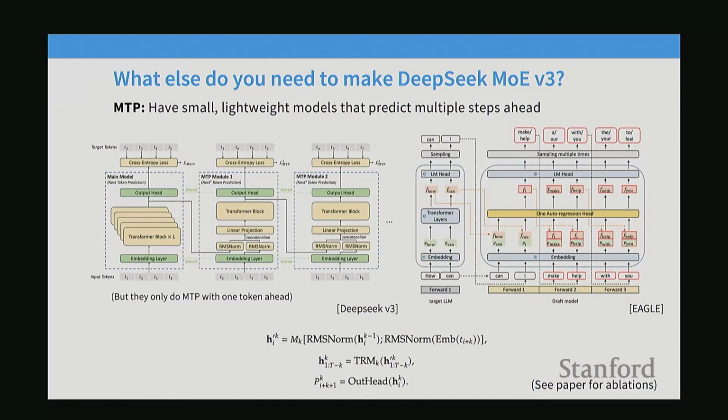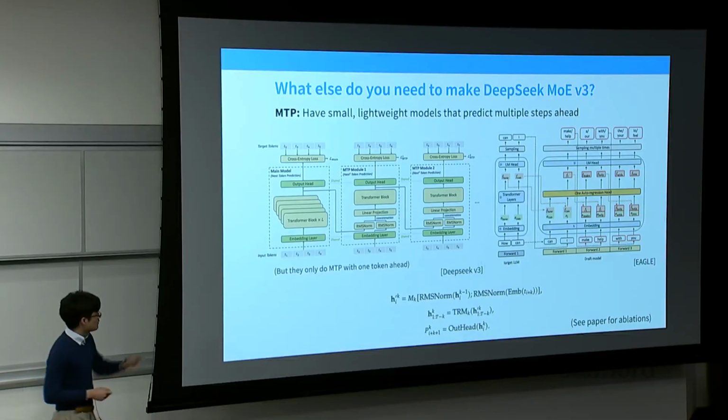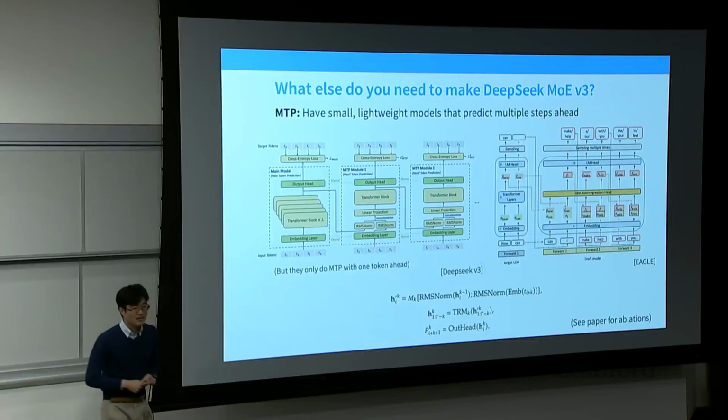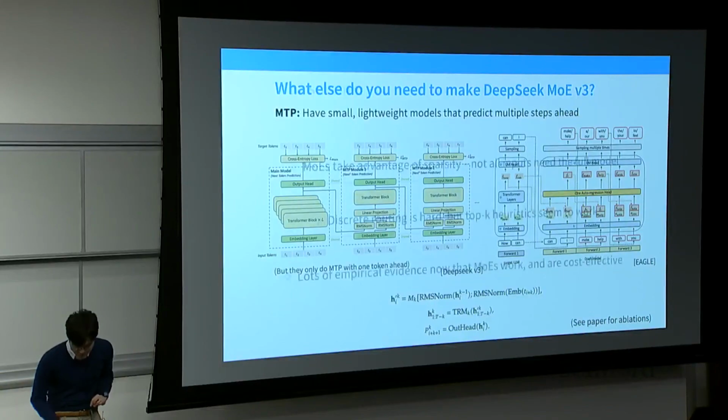So now the model is not just predicting the next token, it's predicting 2 tokens into the future. So that hopefully all makes sense. And this is just a small lightweight model that can do that. You can see the architecture right here. The one thing that is kind of disappointing that I learned as I was researching for this lecture is that they only do MTP with 1 token ahead. So even though they have this very complicated diagram of how they could do it for many tokens, it turns out it's only done for 1 token.